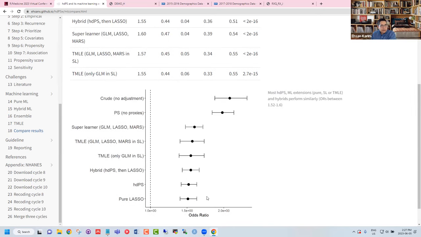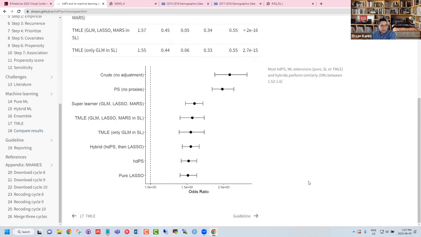So you can see from this picture that whenever you use the proxy information, the estimates are comparable, but when you did not use the proxy information, or when you use just the crude information, the estimates are around 2, whereas all of these estimates are between 1.52 and 1.6 here. Okay. Is there any question so far about some of these machine learning extensions or some of the other methods that we have talked about so far?